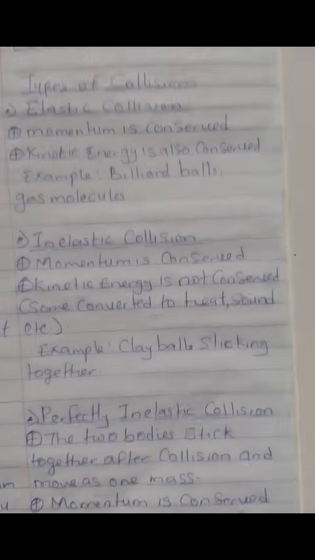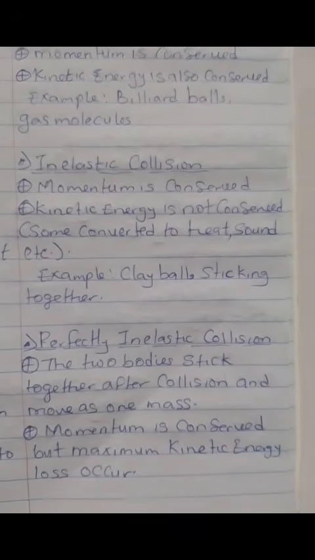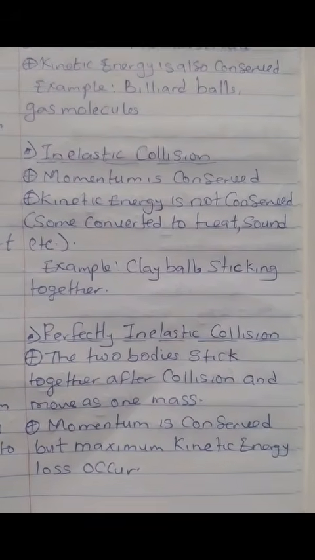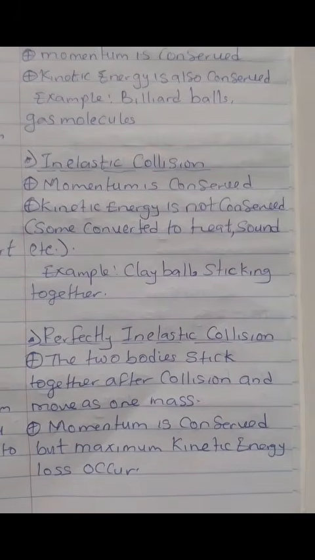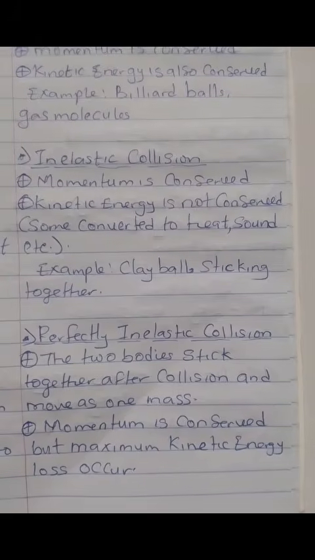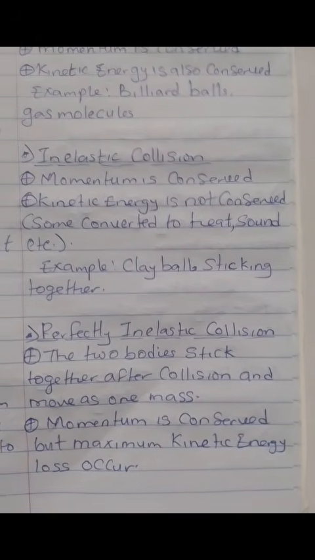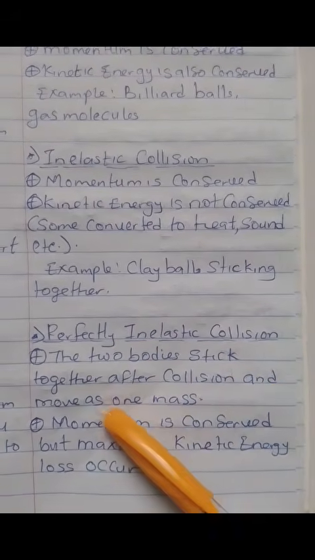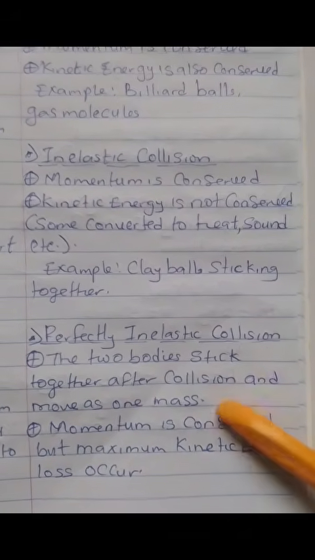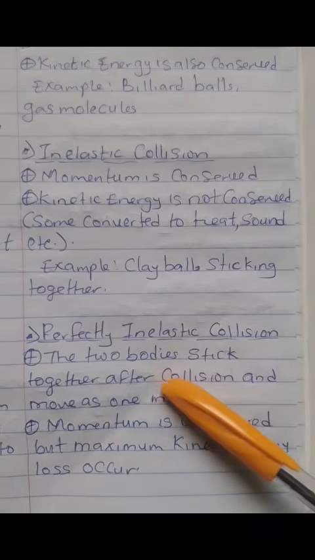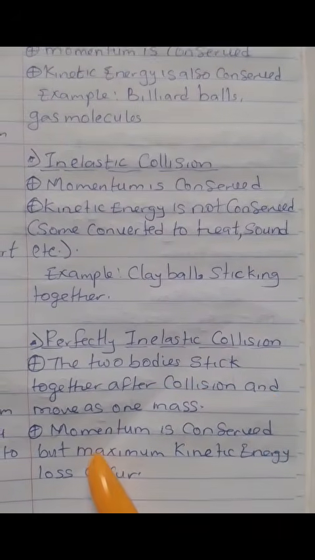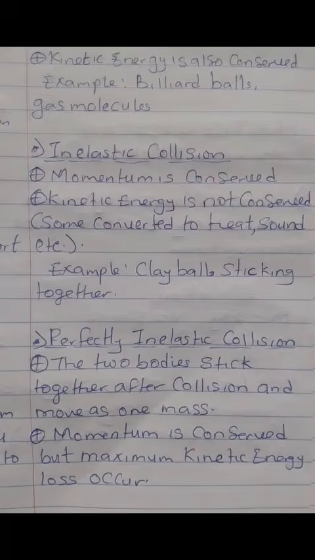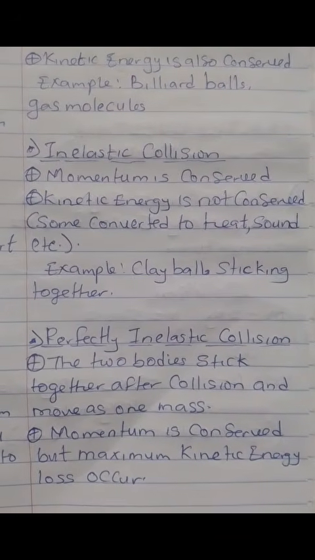And we have another type, which is perfectly inelastic collision. You shouldn't get these confused: we have the elastic collision, the inelastic collision, and the perfectly inelastic collision. Here the two bodies stick together after the collision and they move as one mass. You can see the difference. Two, the momentum is always conserved, we know that, but the maximum kinetic energy loss occurs here. There will be a great loss in the kinetic energy.